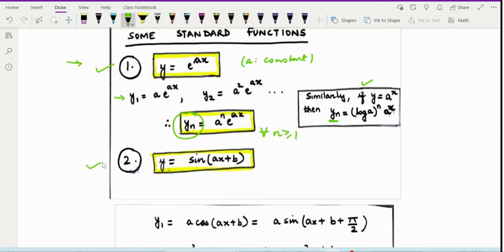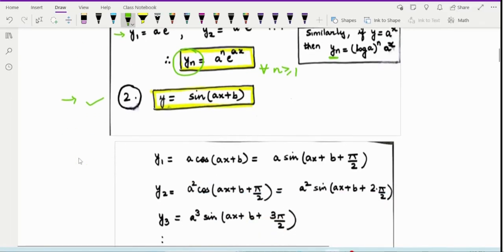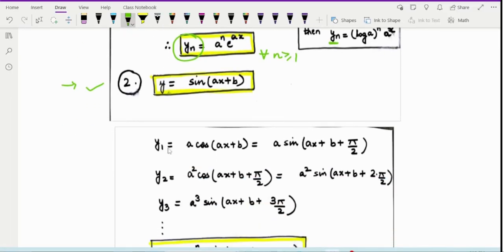Now let's move on to the second function, which is sine of a linear in x. Let's say sine of ax plus b. So let's look at what is y1. If y is sine ax plus b, then obviously differentiating it once, we'll have y1 as a cos ax plus b. Now the next level, y2 is going to be a into minus sine ax plus b. So you are going to get alternate plus and minus.